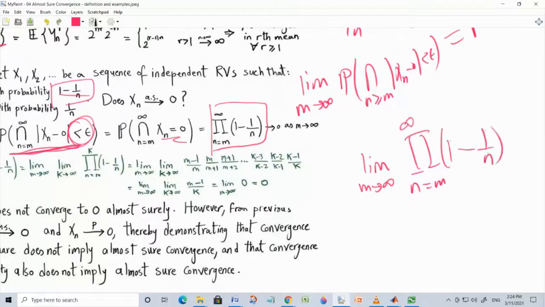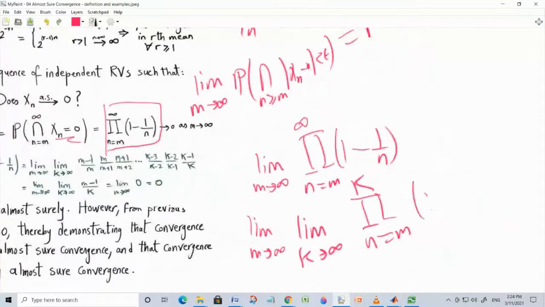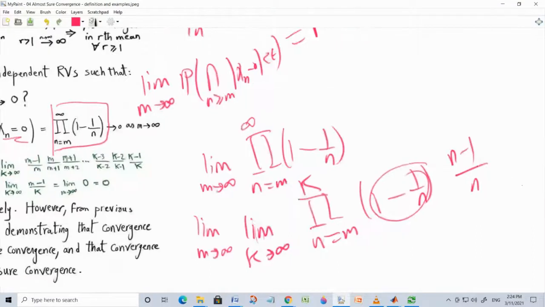So you have something like this. Basically, write down the infinite product using its definition. An infinite product means that you stop at some upper bound, and then you take the limit as this upper bound gets very large. And so what is this quantity? It is n minus 1 over n.